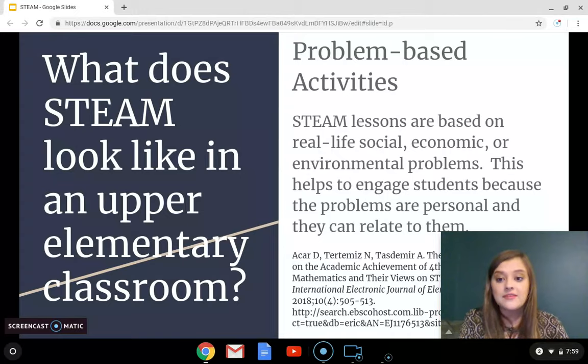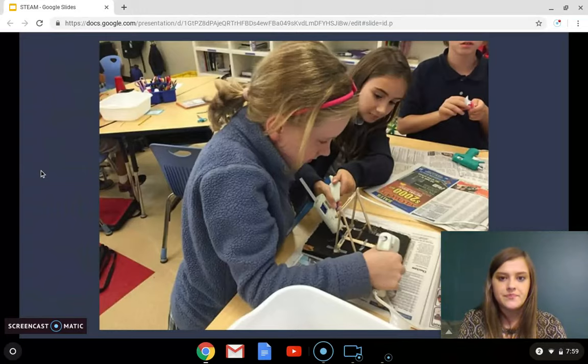And the article that I have linked here will tell you a lot more about what STEAM looks like and how it is problem-based and project-based. So if you get a chance to look at that, I definitely think it's a good read. It's a little long, but it's really good. So in this picture, you can see these students are building, and they're trying to figure out a solution to a problem. I really like to show that because it is problem-based and project-based. It's not just students saying, well, this is what I would do. It's students actually doing it.